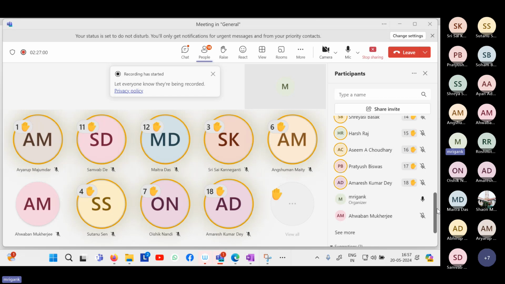Who is this? Afwaban Mukherjee. Yesterday also I called his name. He was not responding. Afwaban Mukherjee. I was not there yesterday, sir. So why did you come online? Sir, I did not understand everything. I will have to watch it another time.